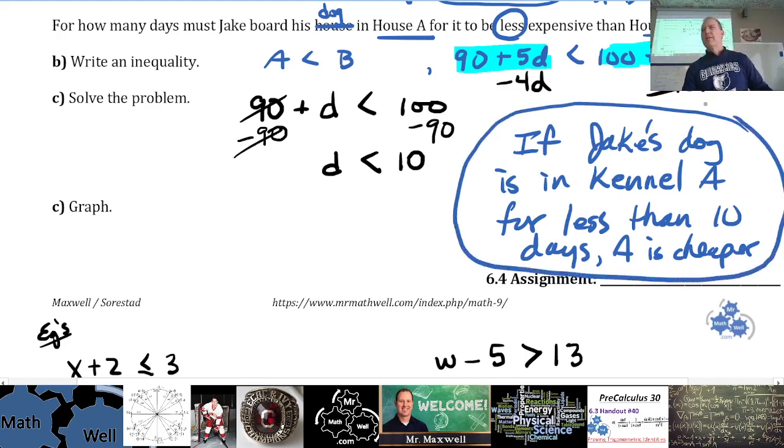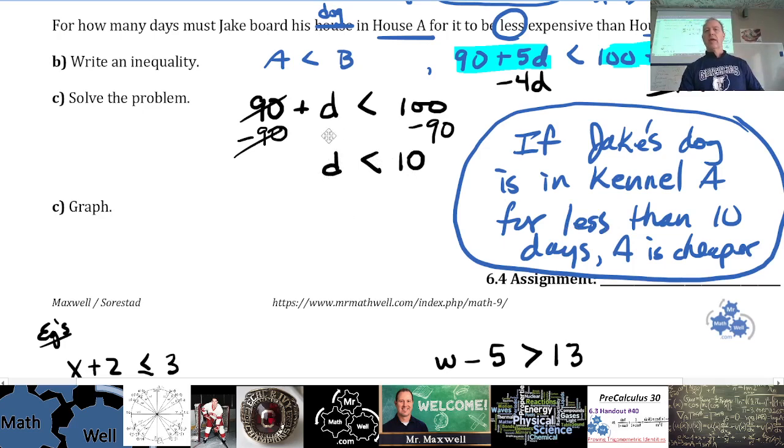A couple obvious things that you want to note about this is that d has to be less than 10, yes, but can d be a negative number? Can d be a negative number in this problem? Well, you can't stay for negative days. You can't go somewhere for a negative amount of time, right? So that doesn't really work. So it would have to be between 0 and 10, maybe, right?